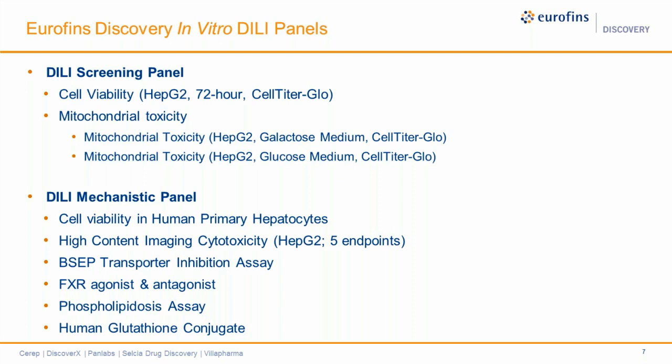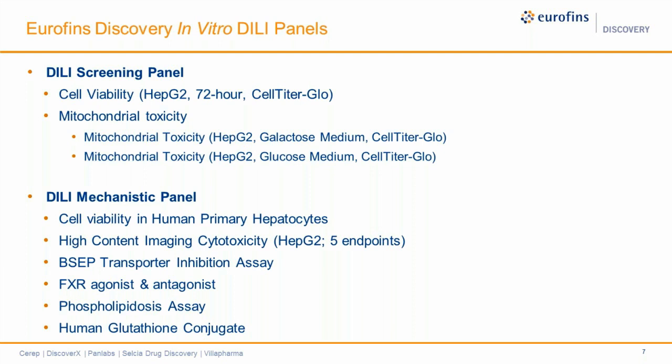And the assays in the DILI mechanistic panel can reveal possible reasons that a compound causes DILI. We offer a combination of 6 assays in this panel that assess the general toxicity in human primary hepatocytes, and a high-content imaging cytotoxicity assay that measures 5 cellular parameters, including cell number, cell membrane integrity, intracellular calcium level, nucleosides, as well as mitochondrial function. And cholestasis is one of the causes of DILI.